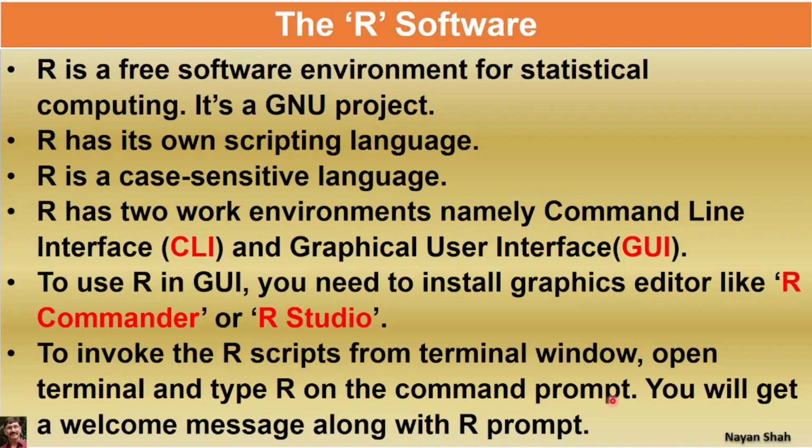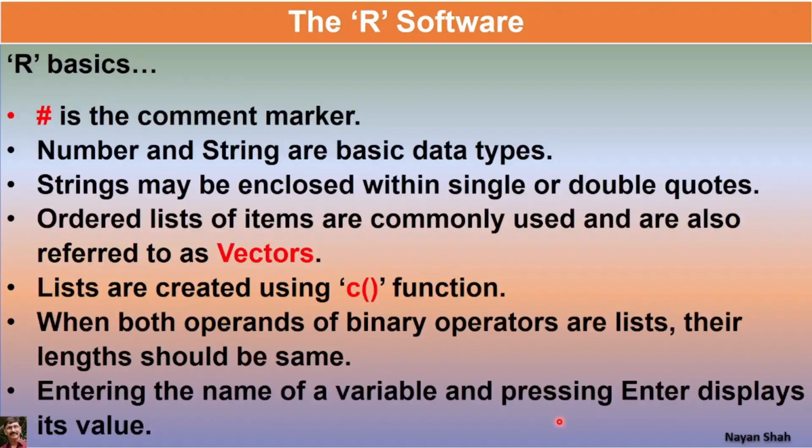To invoke the R scripts from the terminal window, open terminal and type R on the command prompt. Now this is about Linux. In the Linux terminal window, if you want to start R software, and you have installed R, then you just type R on the command prompt and you will get a welcome message along with the R prompt. So that is how we begin with R software, but remember it's a statistical computing software.